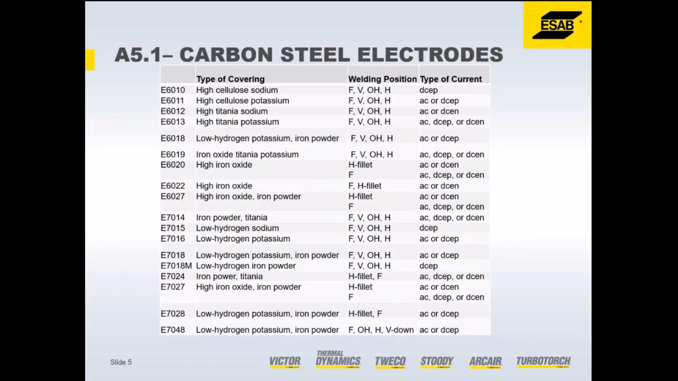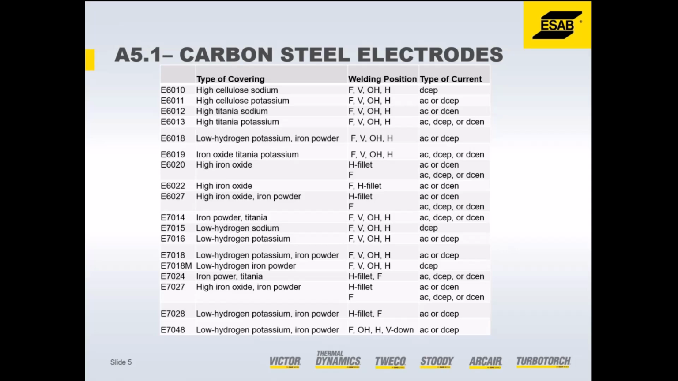So here are the main electrodes that you'll find in A5.1, the common ones being a 6010 or a 6011. Both of those are cellulosic electrodes. 6013 is also very common with high titanium and potassium. And then, of course, down a little further, the 7018, which is your low hydrogen potassium electrode. And you'll see in the next column over the welding position that these can be used in and the type of currents they're typically used with or classified with.